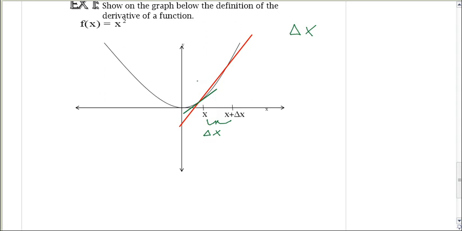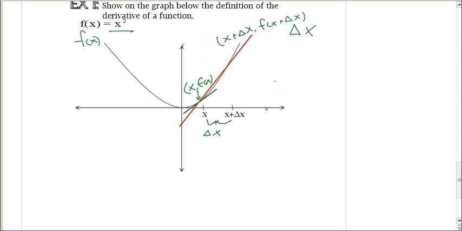Now we need to do a little bit more labeling before we can be successful here. Let me label this ordered pair right here. We know that our function is called f of x. Yes, I gave you x squared, but for developing the formula, we're not going to use x squared. The ordered pair here would be x comma f of x, and that's this location right here. The ordered pair right here would be x plus delta x comma f of x plus delta x.